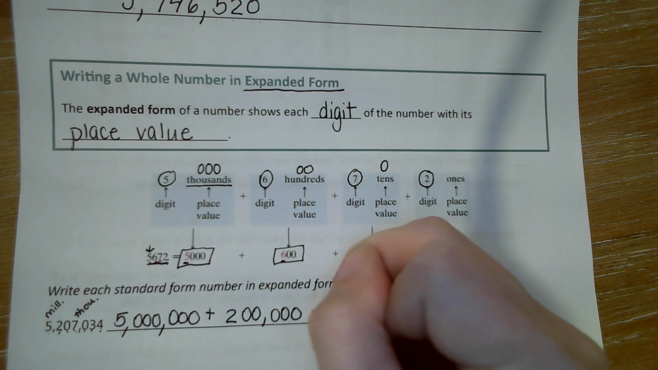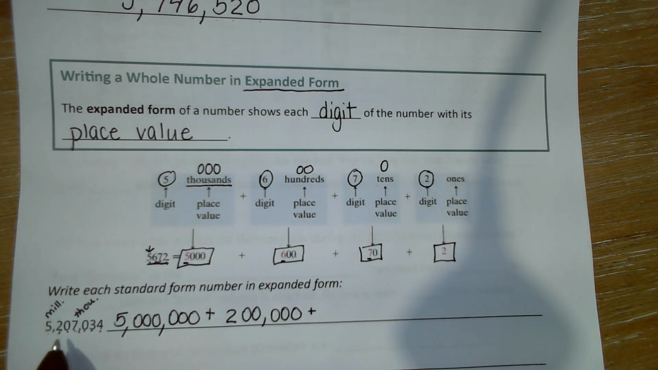So 200,000 plus. Now there's a 0 in the 10,000s place. I do not have to write anything because a 0 has no value. If I have 0 10,000s, I have 0. I have nothing. If I say, hey, I'm going to give you 0 $10,000 bills, well, I'm giving you nothing. So I don't write anything.